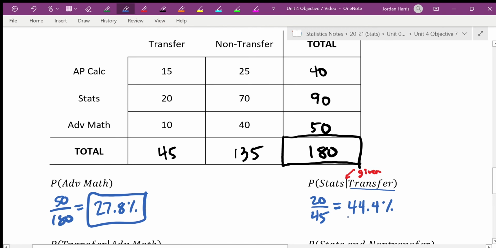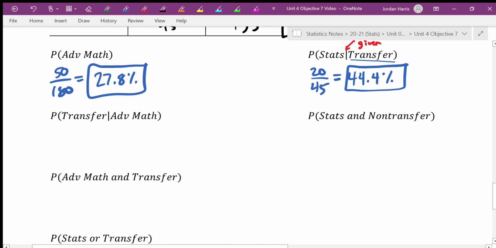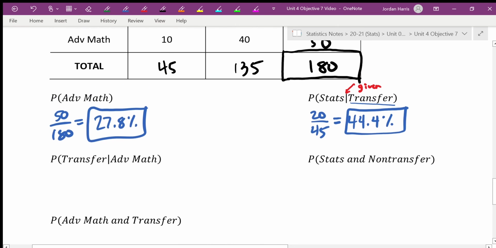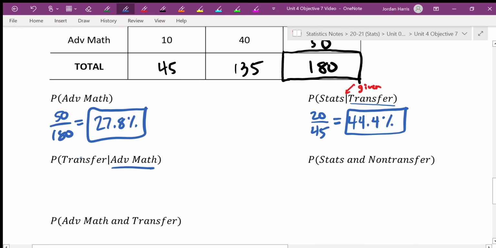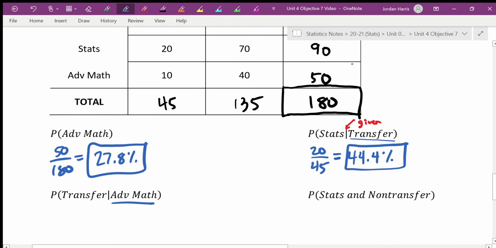Okay, remember, conditional probability changes what you're looking at. So now I'm looking at advanced math, given. What's the probability of transfer given advanced math students? So I'm only dealing with advanced math students. So I have 50 total. How many of those are transfer students? 10. So I would go on my calculator, 10 divided by 50, and I get 20%, exactly 20%. That's why I don't have a decimal there.